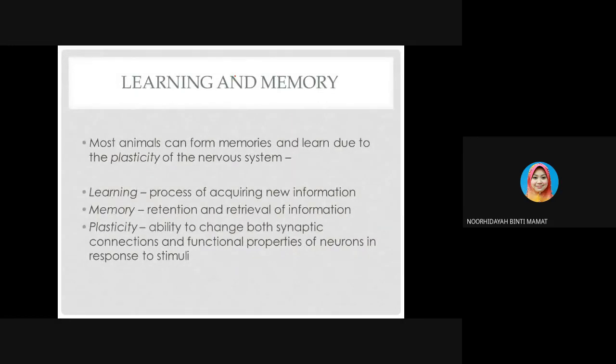So we're talking about learning and memory. Most animals can form memories and learn due to the plasticity of the nervous system. Plasticity is the ability to change both synaptic connections and functional properties of neurons in response to stimuli. Learning in animals is the process of acquiring new information, while memory is the retention and retrieval of the information. When the animal retains and retrieves the information, it becomes a memory.